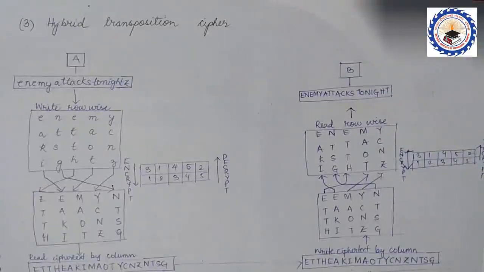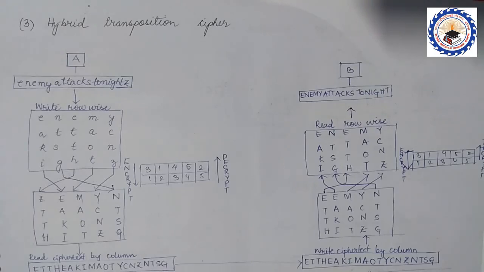So let's move on to the next type of transposition cipher. This is the hybrid transposition cipher. The hybrid transposition cipher is not a new or different algorithm, but a combination of the keyless transposition cipher and the key transposition cipher. So there is no confusion. I think we have already learned the keyless transposition cipher and the key transposition cipher, so we'll combine the concepts of those two ciphers and move on to the hybrid transposition cipher.